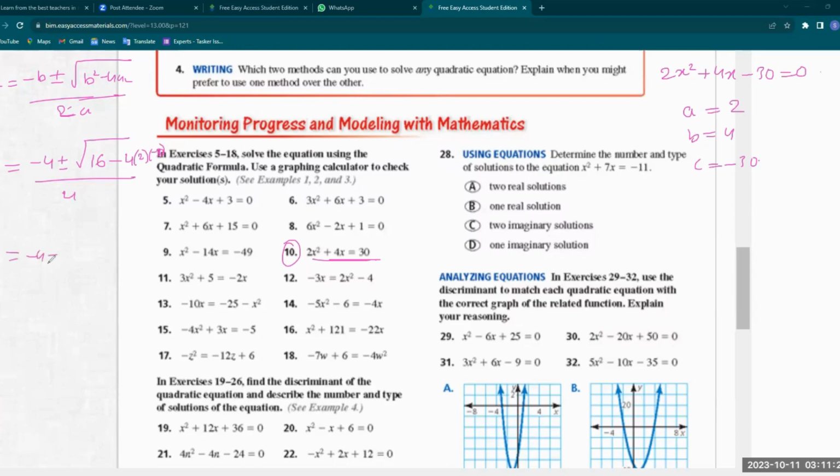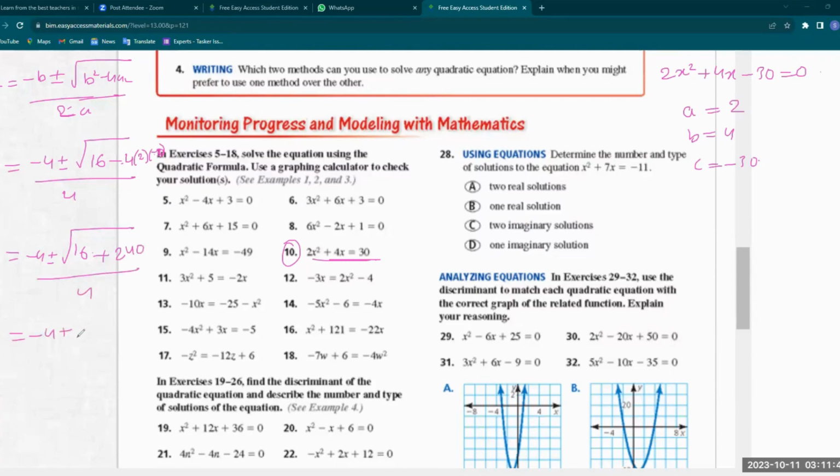So it is -4 plus or minus square root of 16. Negative times negative is positive. And 4 times 2 is 6. My bad. 4 times 2 is 8. And 8 times 30 is 240. So it's plus 240, whole divided by 4.